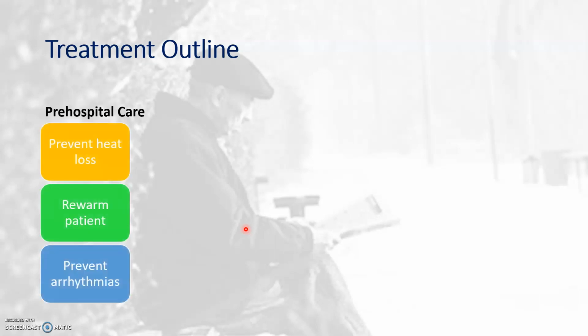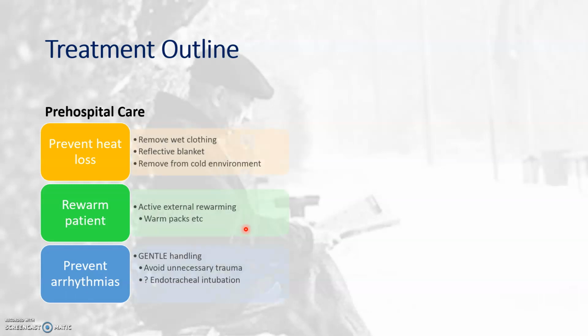So pre-hospital care consists of preventing heat loss, rewarming the patient, and preventing arrhythmias. Remember, we need to remove wet clothing, place the patient in a reflective blanket to decrease radiant heat loss, and remove from the cold environment.